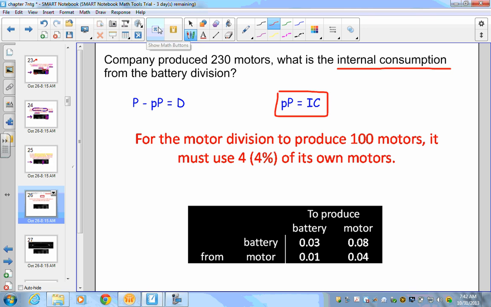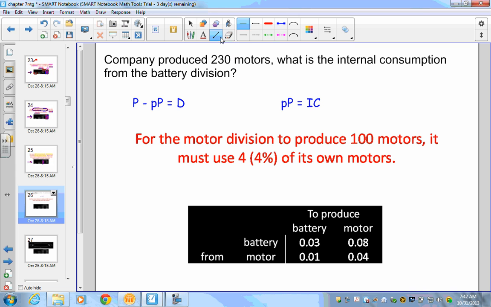Okay, so using this information here, we're going to go ahead and plug in all this stuff. So 230 motors would go in for the production. Now remember, we're looking for the internal consumption. Now the question is, what consumption rate do we deal with? Okay, now let's see here. It's saying it's producing 230 motors. All right, so we're producing motors. So the battery column is gone.